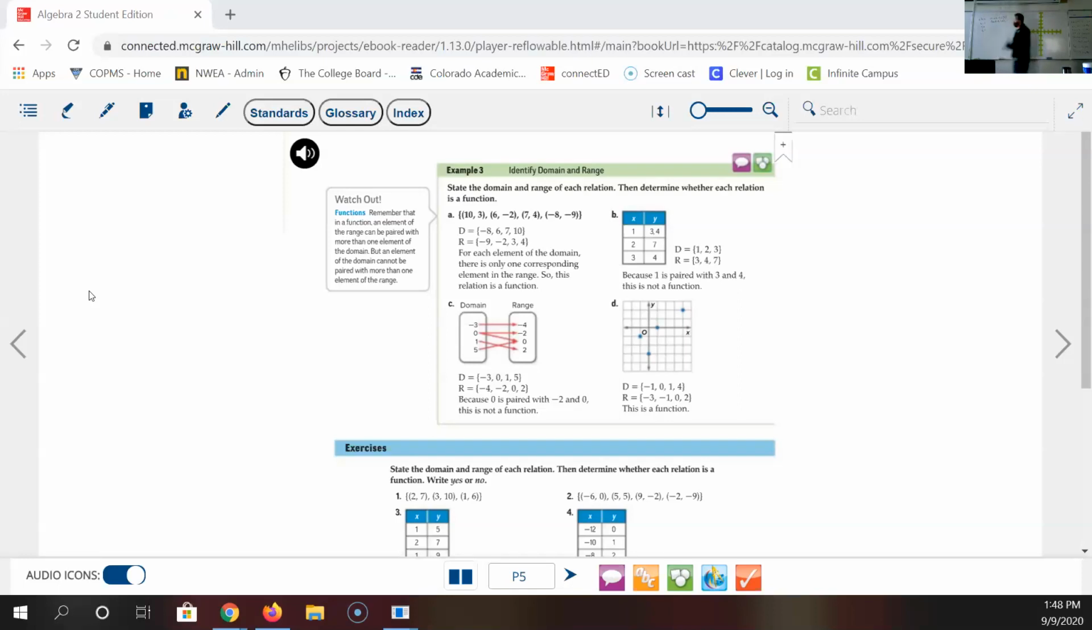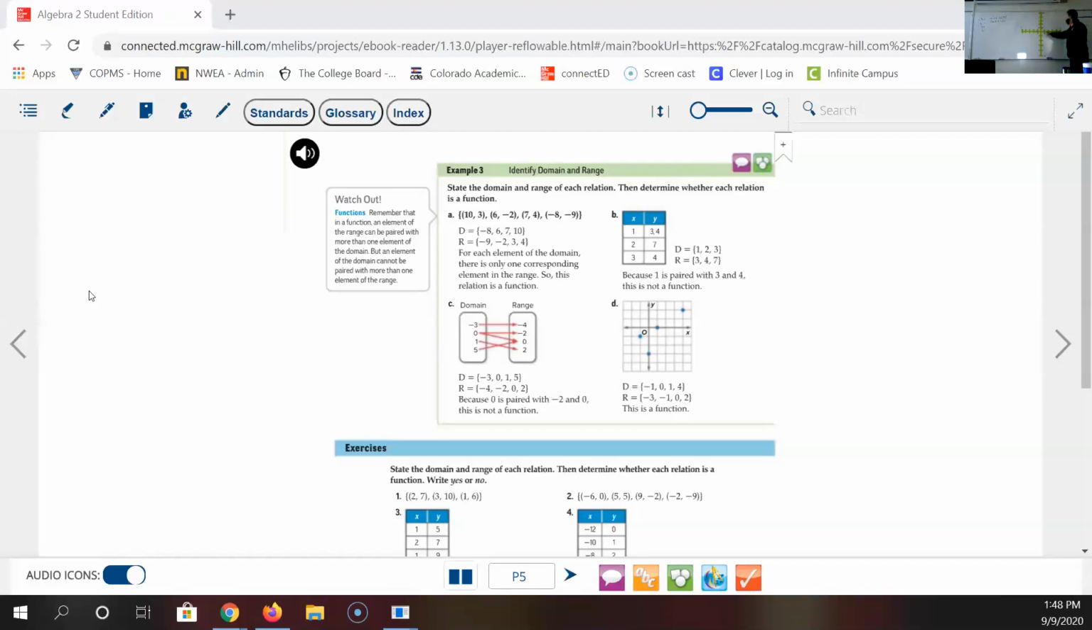But now here comes the tough question. Is this a function? Like I was saying, one of the easiest ways to determine a function, and it's very helpful until you get very good at it, is to plot the points and make sure it passes the vertical line test.